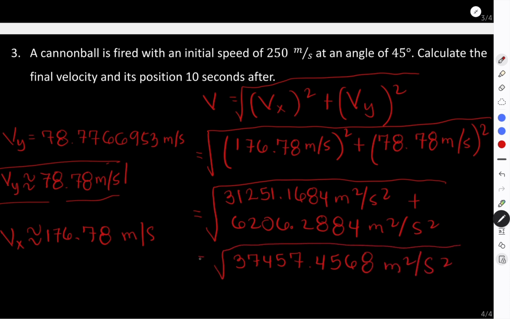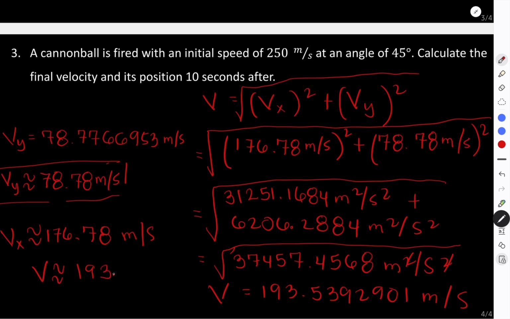Now, do not forget we still have to take the square root of that. That becomes our final velocity as 193.5392901. And do not forget, eliminate the meter squared per second squared. That's why we only have meter per second. That is approximately 193.54 meter per second. So that is the final velocity at 10 seconds.